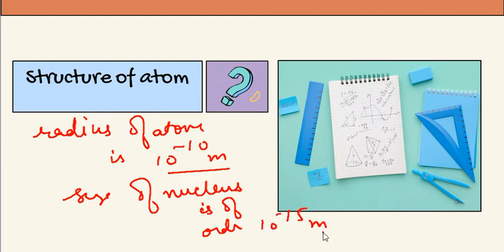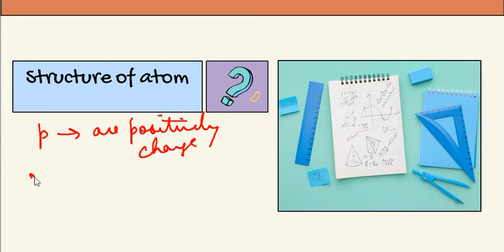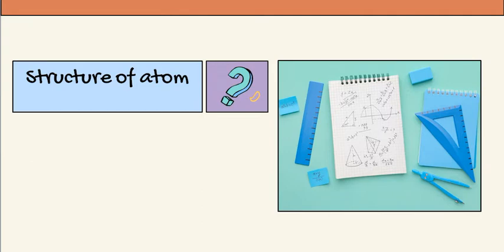Protons are positively charged, and the mass of a proton is 1.67 into 10 raised to the power minus 27 kg. The mass of a neutron is again 1.67 into 10 raised to the power minus 27 kg. And these entities, both protons and neutrons, together are known as nucleons.